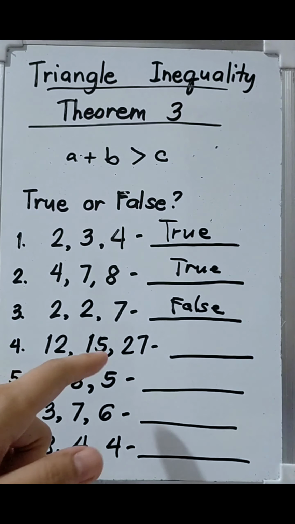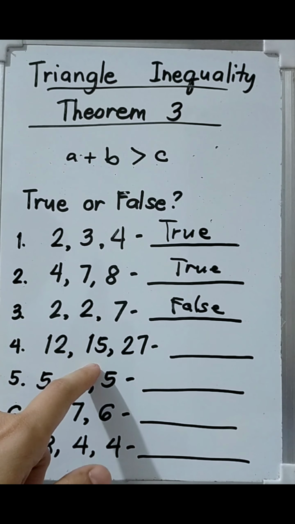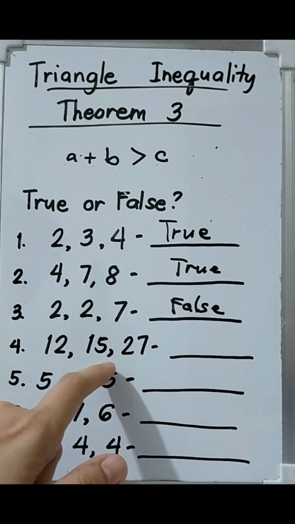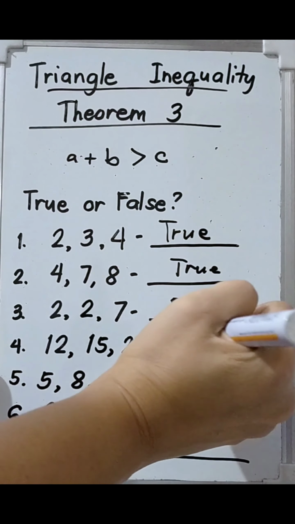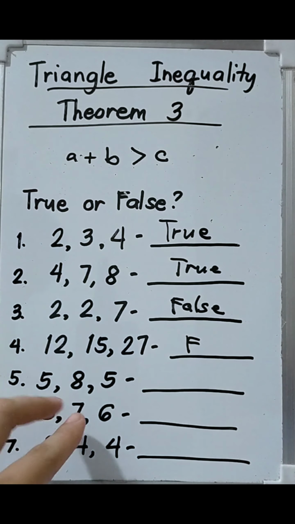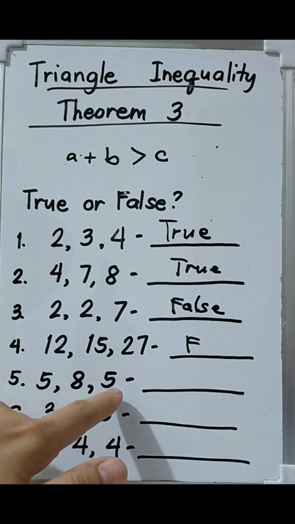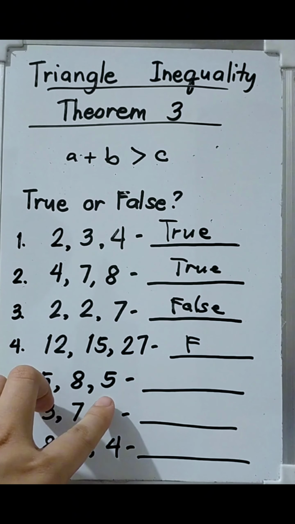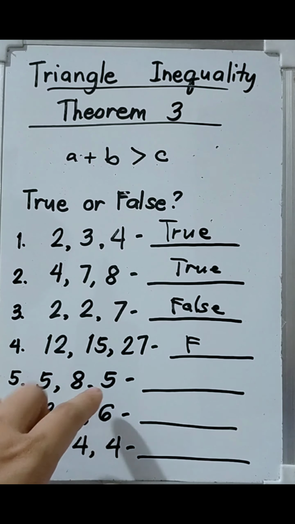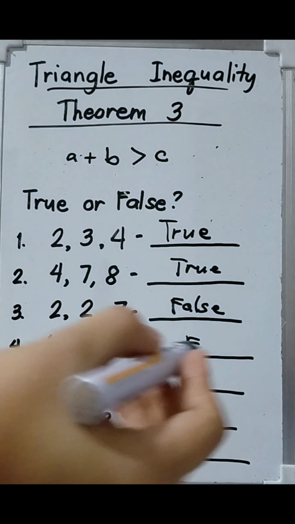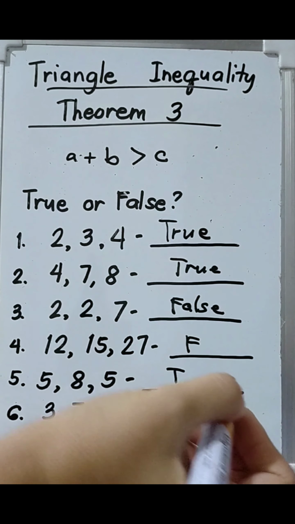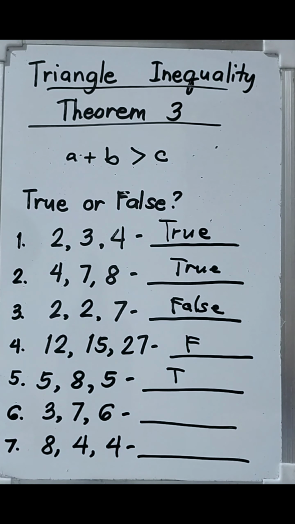Okay. Next, 12 and 15, when we add these two, it is 27 and mag-i-equal sila sa 27. So, dun pa lang, bagsak na rin. So, ibig sabihin, this is false. Okay. Next, 5, 8, and 5. So, ito ay 5 plus 8 is 13. It is greater than 5. Okay. 5 plus 5 is 10. It is greater than 8. And then 8 plus 5 is 13. It is greater than 5. Ibig sabihin, ang number 5 is true.